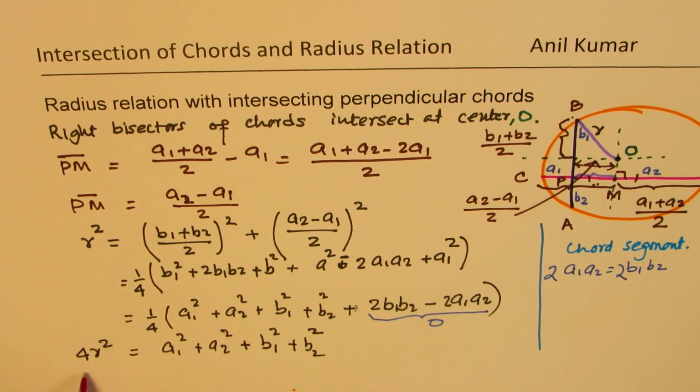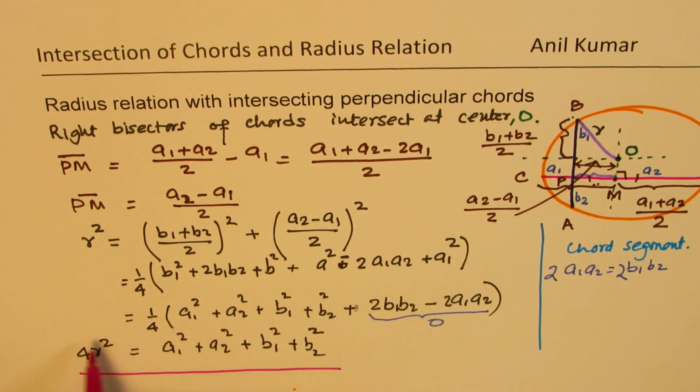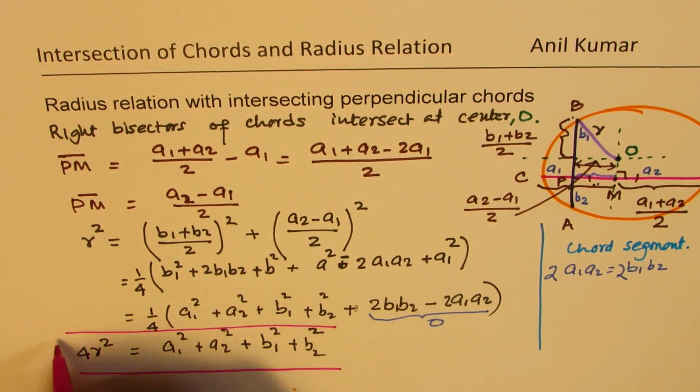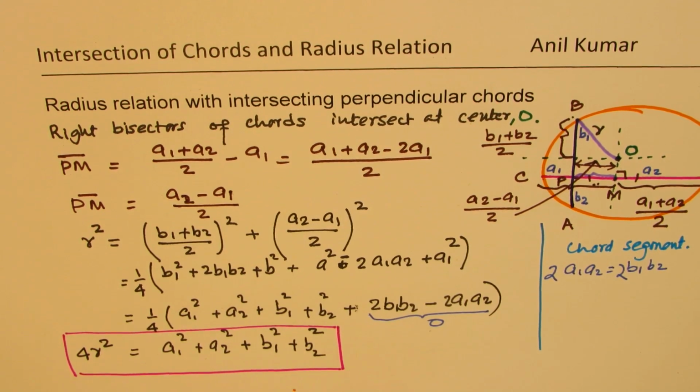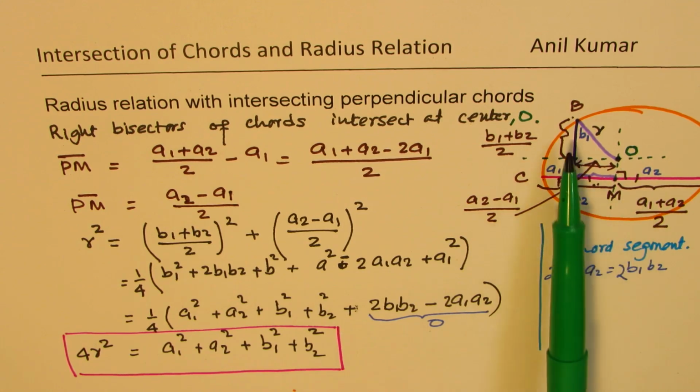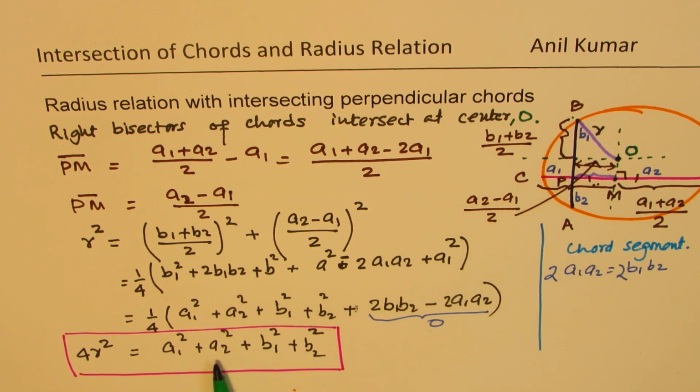So this is the formula which relates the chord lengths with the radius. So that is how we can actually find the radius. Is that clear to you? Correct? So now we know each chord length, which is a1, a2, b1, b2, their squares, when you add them up, will be 4 times radius square. Now that is the formula which was required, and I hope the derivation is perfectly fine.